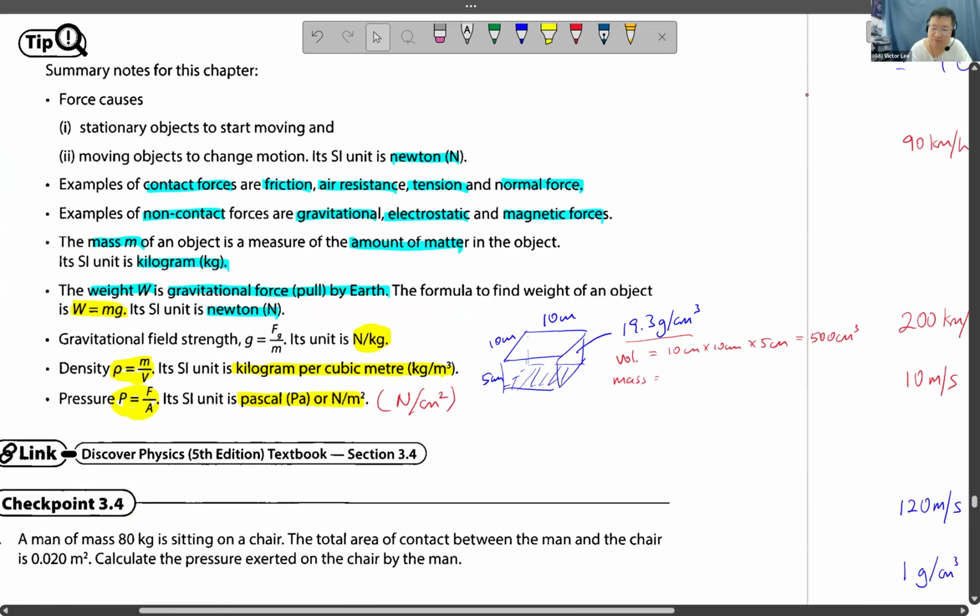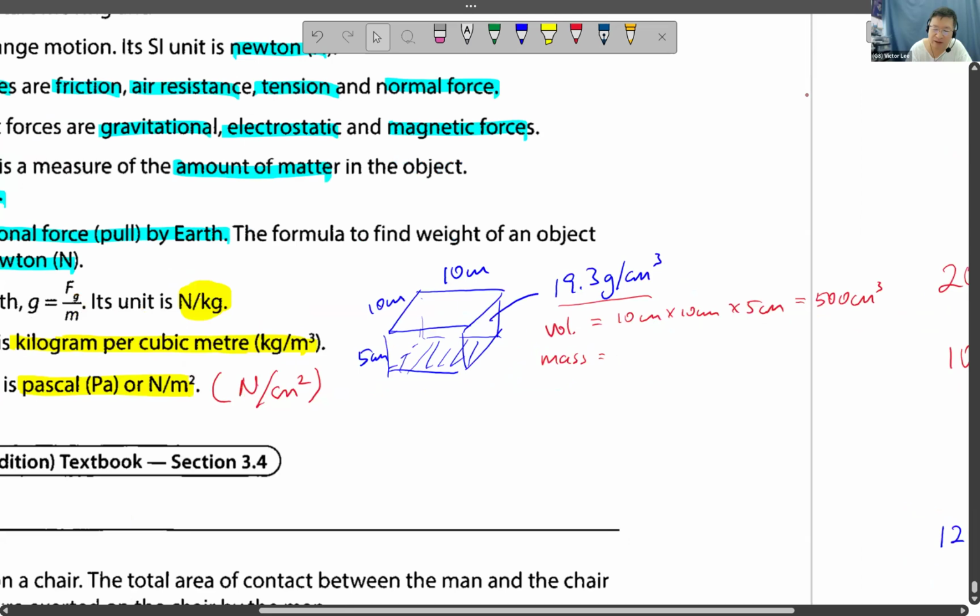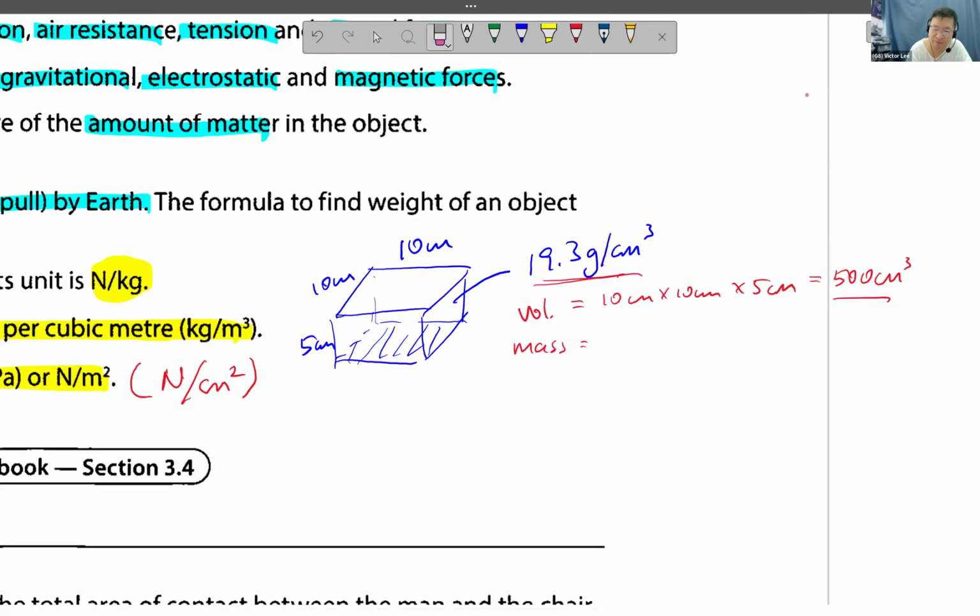So my density is here, my volume is here. 19.3 gram per cm cube multiplied by 500 cm cube, then you get 9,650. This is gram, right? Before I can find Newton, I cannot use gram. I must find kilogram first. So how many kilogram is this? Divide by 1000. Yes, 9.65 kg.